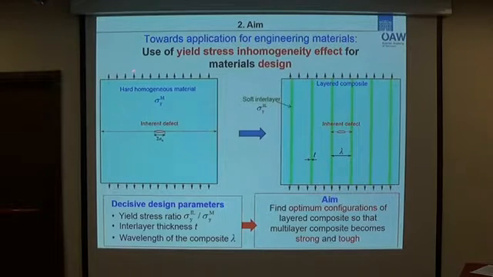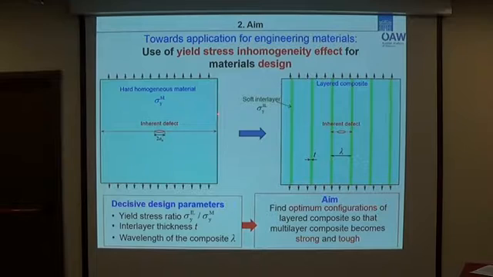We have a hard homogeneous material, but by inserting soft interlayers, we can enhance the fracture stress or fracture toughness of our material. In this project, we only consider a variation of yield stress. In fact, the interlayer has the same Young's modulus as the matrix, but it has a lower yield strength.